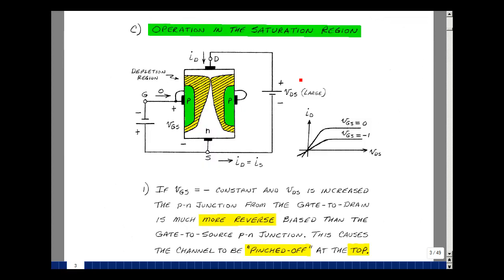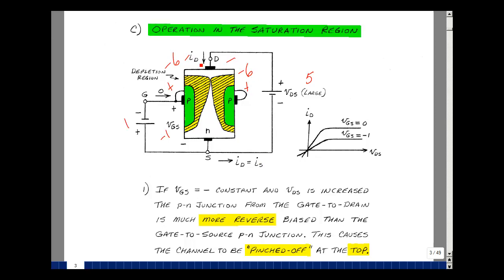Let's next take a look at saturation. Again, let me apply a gate source voltage of minus 1 volt, which will make this a plus 1 volt. And now let's get out into this current saturation region by picking a large value of VDS. I don't know, say 5 volts. The gate to drain voltage is going to be minus 1 minus a plus 5 or minus 6. And likewise on this side we have a minus 6.